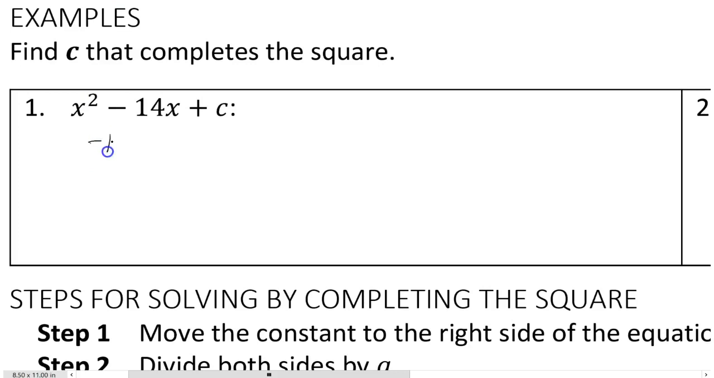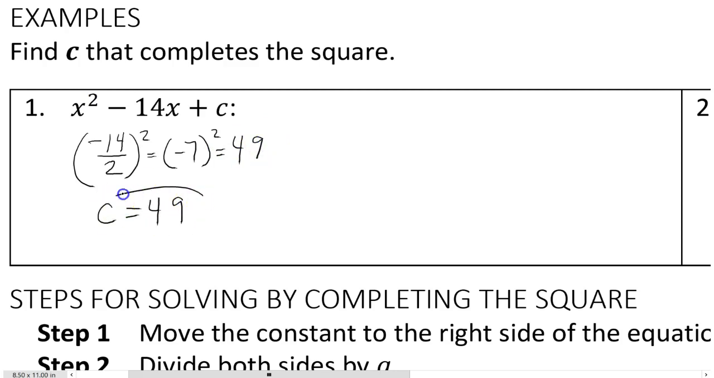In this example, we are looking for the constant c that will make this phrase into a perfect square trinomial. First, we find half of -14, which is -7. Square that, and we get 49. C equals 49. 49 will make this expression into a perfect square trinomial.